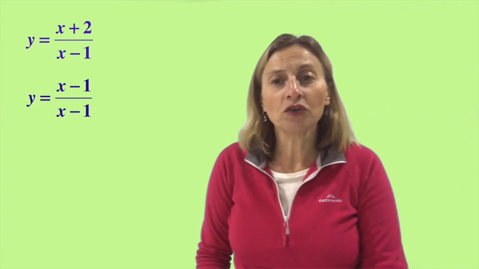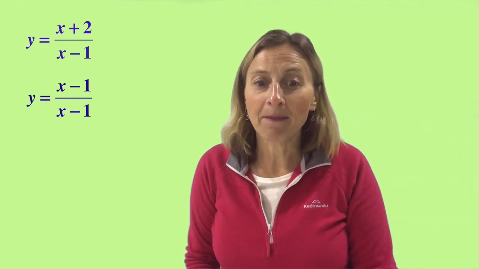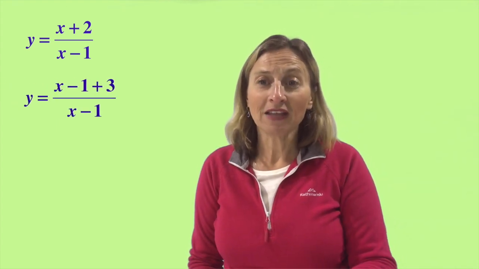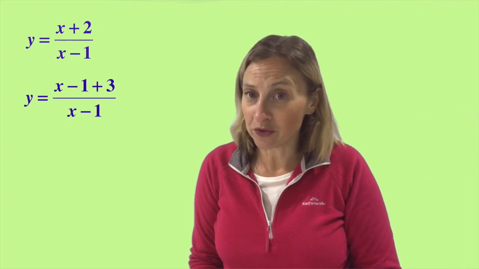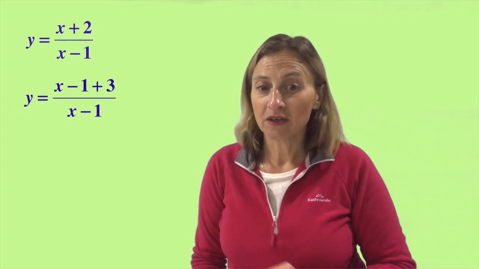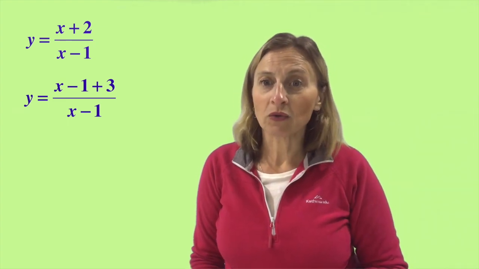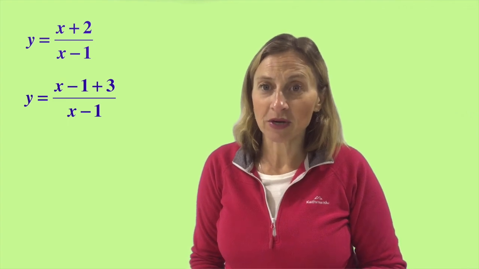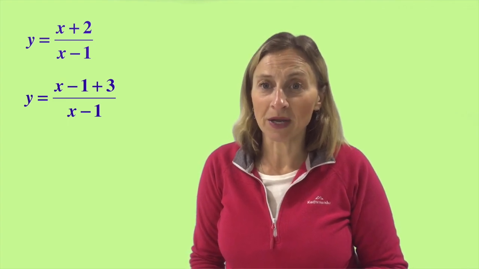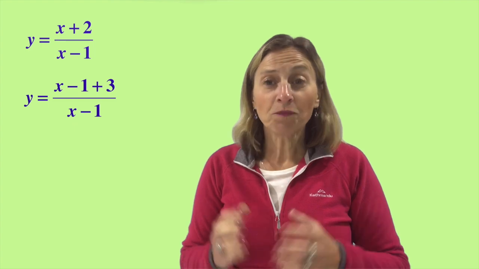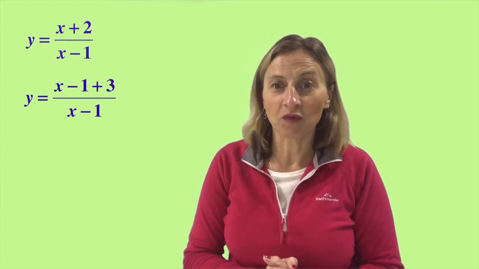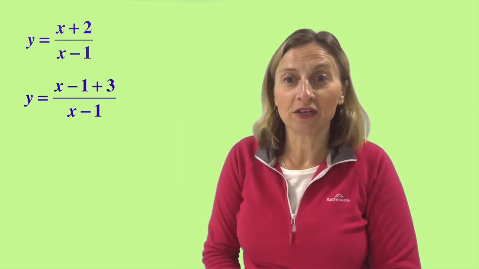So what do I need to do to the top to make it a plus 2? I can write that as x minus 1 plus 3 on the top, just like this. So now I have y equals x minus 1 plus 3 all over x minus 1. Now you've probably never seen anything like that happen before. It's a really good trick to know how to do.